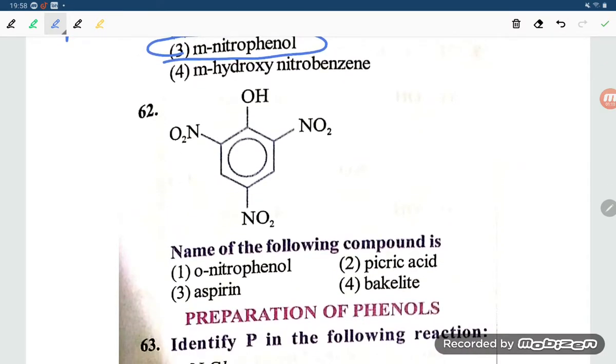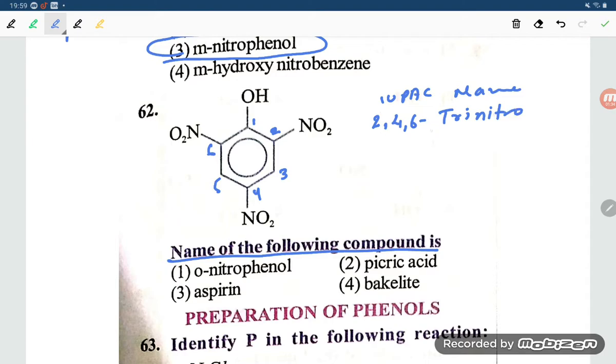Now let us see the next problem. Name the following compound. If you talk about the IUPAC name, what will it be? This is carbon one, because the functional group is attached to it, then 2, 3, 4, 5, 6. So the IUPAC name will be 2, 4, 6, and here is tri, and the NO2 group is nitro, trinitro, and another is phenol, trinitrophenol. 2, 4, 6 trinitrophenol. This compound is highly acidic in nature, and the other name of this compound is picric acid.